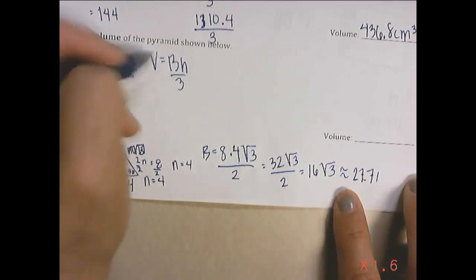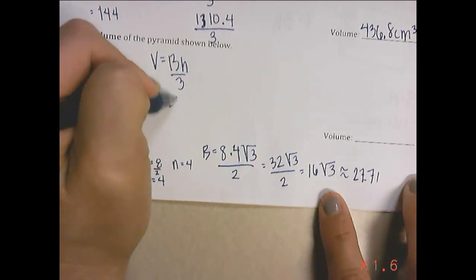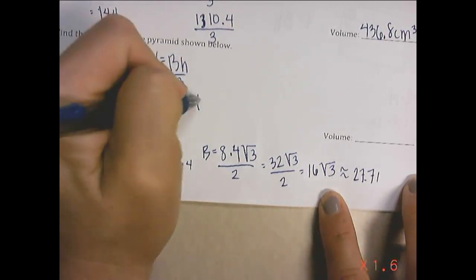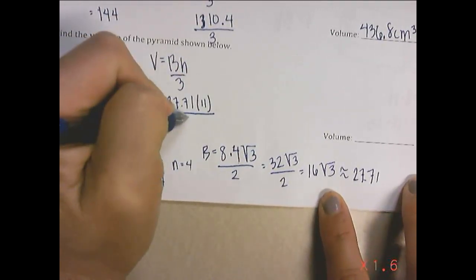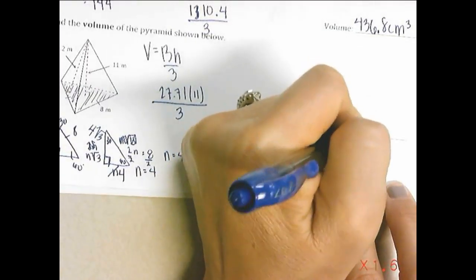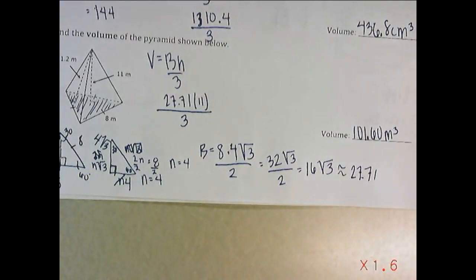So now we're going to take the area of our base, let's just do 27.71, and we need to multiply it by our height, which is 11. And then we're going to divide that by 3. When we do that, we should get 101.6 meters cubed. And that's that problem.